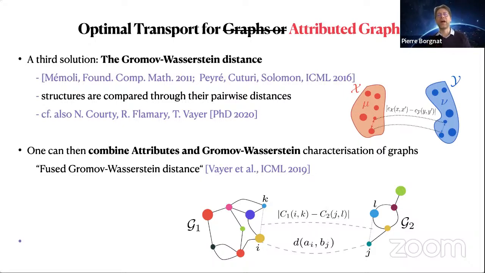This works well. The bad point about doing that is that now you have an optimization problem to solve to obtain the minimal transportation cost, which involves a sum over four nodes: two nodes in the initial distribution, two nodes in the target distribution or graph.